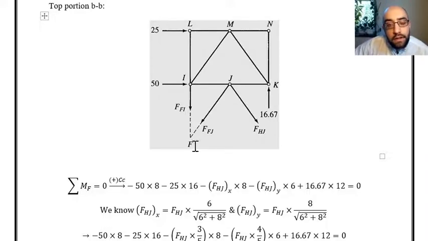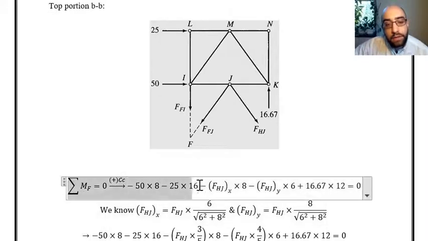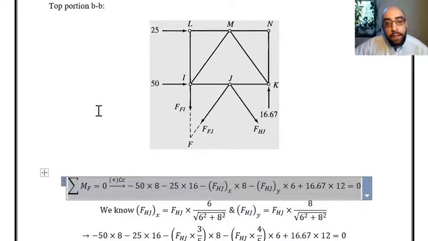If I consider and calculate the moments about point F, you can see the only unknown will be FHJ, because FIJ and FJ are going through point F. They don't create any moment about point F. The only thing that creates moment about point F is FHJ. That's what I have over here. Summation of moments about point F equal to 0, and I only have the moment because of FHJ.